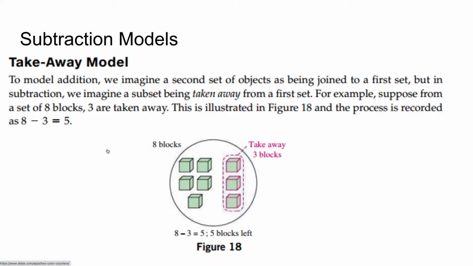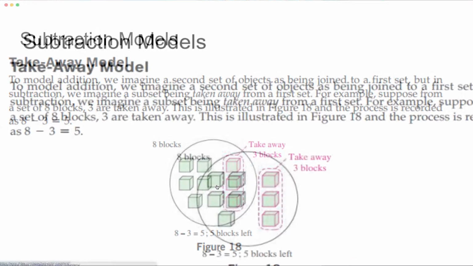In addition, you had two sets, one set and another set, combining them together. But they are already combined in the takeaway model. From here, you're gonna take one set away, right? Take that much away. So physically, you can show you had 8 blocks, and then your brother took 3 of your blocks. How many blocks do you have left? So physically, you can take away 1, 2, 3. That is minus 3. How many is left? 5 blocks are left, right?